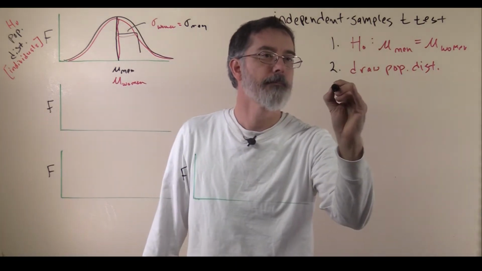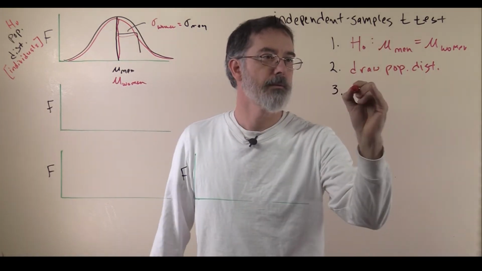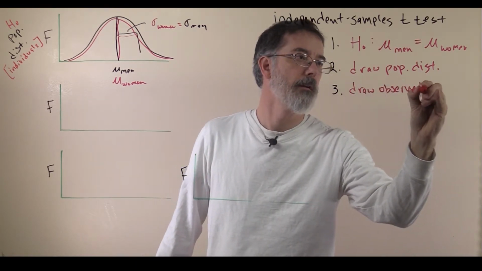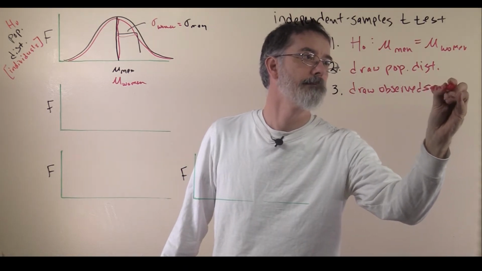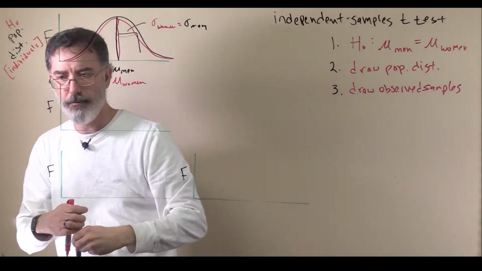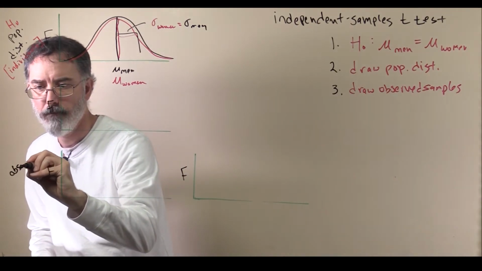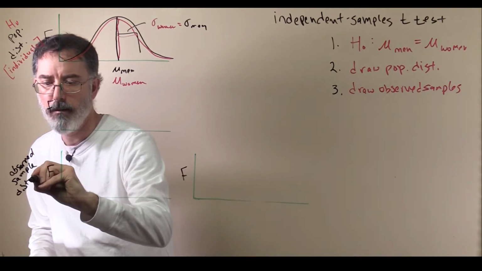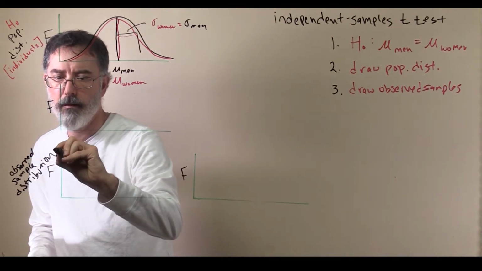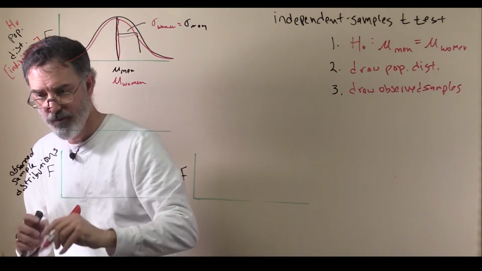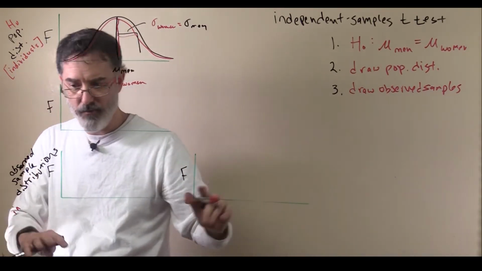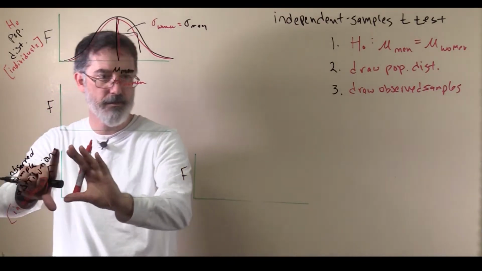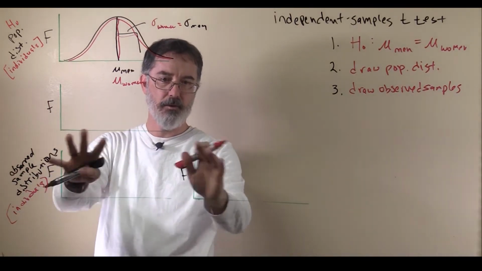Our third step will be to draw our observed samples. Now we have two observed samples. These are individuals, students' test scores. Remember, if we were doing research, this is all you'd actually ever observe. These are the data points you have.